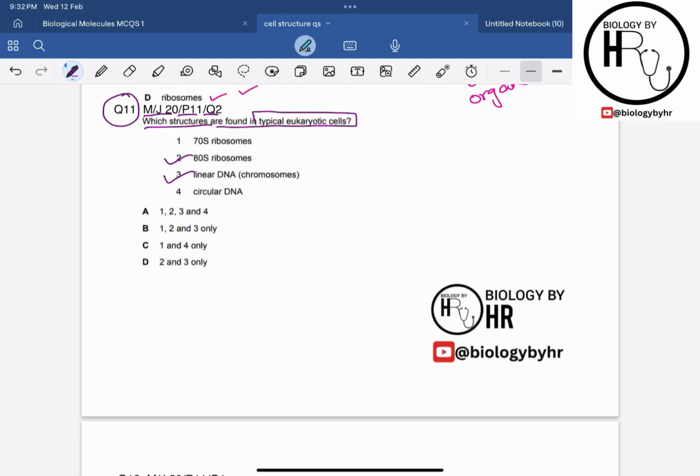If I talk about the 70S ribosomes, so yes, 70S ribosomes are also present, because we know that in a typical eukaryotic cell, we can find the mitochondria as well, right? And mitochondria have the 70S ribosomes as well as the circular DNA. So hence the correct answer of question number 11 is option A, 1, 2, 3 and 4. All these structures are found in the typical eukaryotic cells.